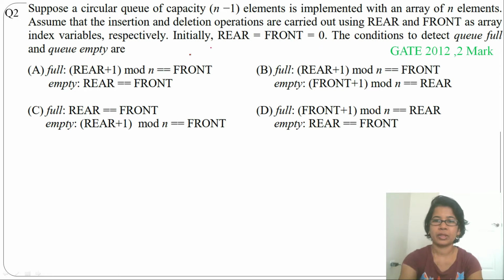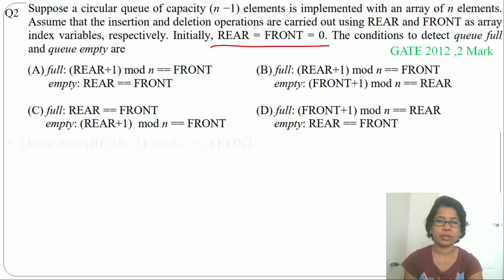Initially rear equal to front equal to 0, but in the example I taught in my lecture, I mentioned rear equal to front equal to -1, so you just modify accordingly. The condition to detect Q full and Q empty is dash.